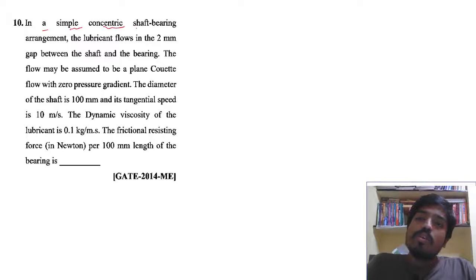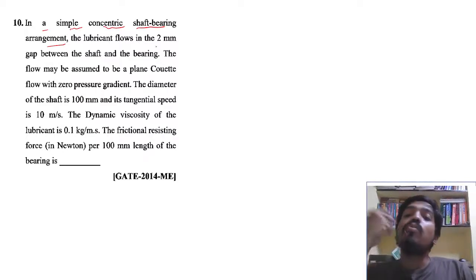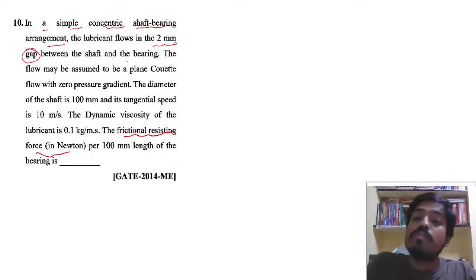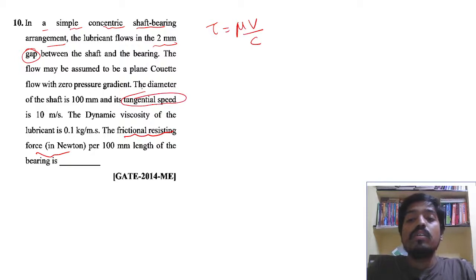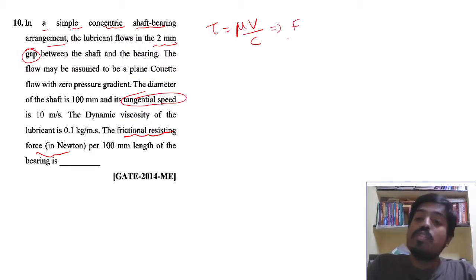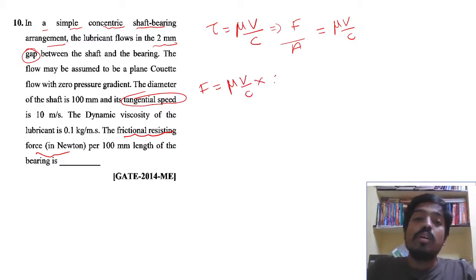In a simple concentric shaft bearing arrangement, lubrication flows in 2 mm gap. What they are asking is frictional resistance, force only they are asking, and they are using this shaft only. Tau is equal to mu into velocity by c. They gave that tangential velocity, man. So no problem. So this force by area equal to mu into v by c. Force is equal to mu into v by c into what is the area, man? Pi into d into l. What is mu value? Mu value is 0.1 into what is the velocity they given?